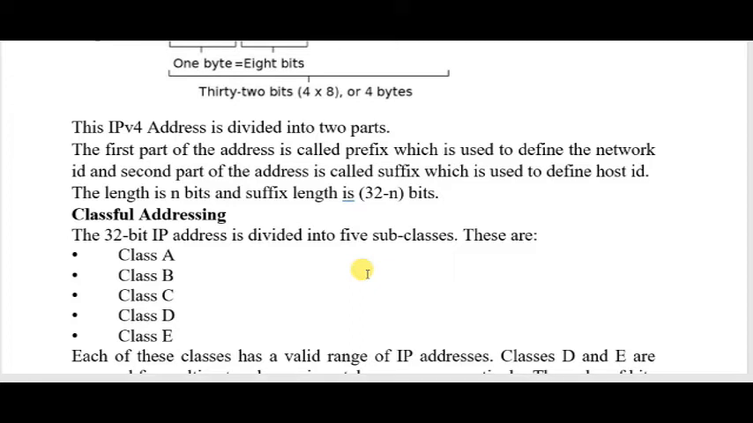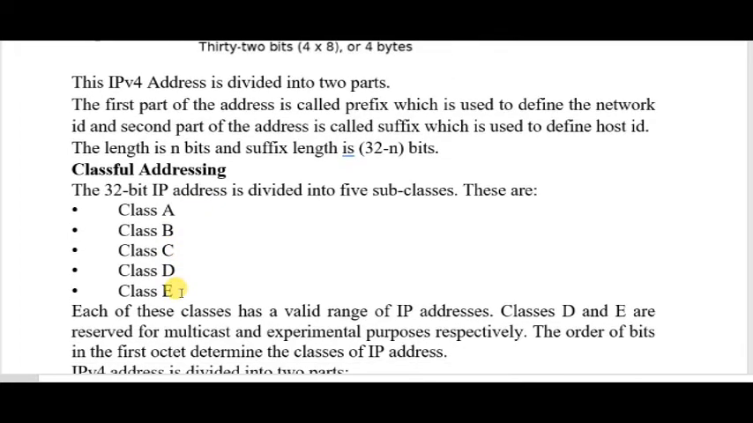Now we will go to classful addressing. We know what an IP address is. Now we will divide the IP address into different classes. Why do we need to divide the IP address into classes? We divide it into 5 classes: class A, class B, class C, class D, and class E. What is the necessity of this classification? Because we have different types of organizations in this world.